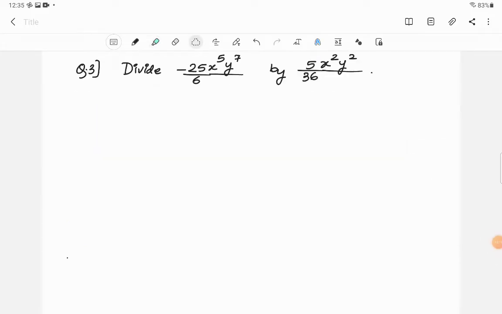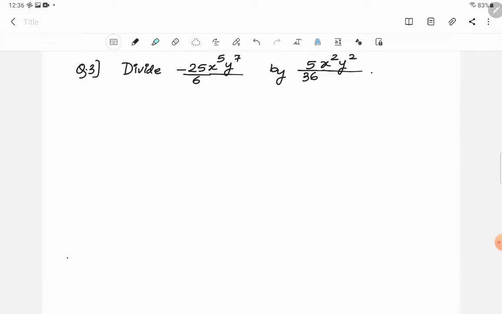So let's quickly see question number 3. Divide a monomial by another monomial. Okay, it's a monomial divided by another monomial. So why is it a monomial? Because minus 25 x to the power 5 y to the power 7 divided by 6 is not having any plus or minus in between them. Okay, so this is why this is a monomial divided by a monomial.